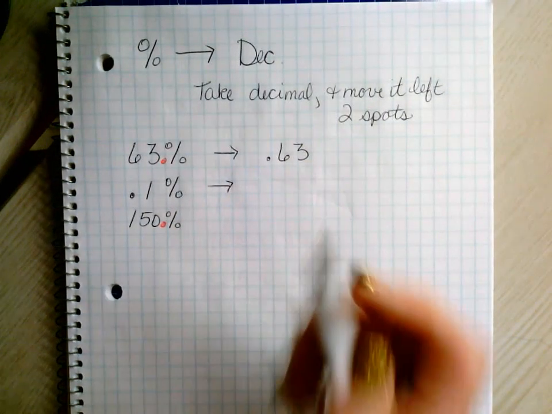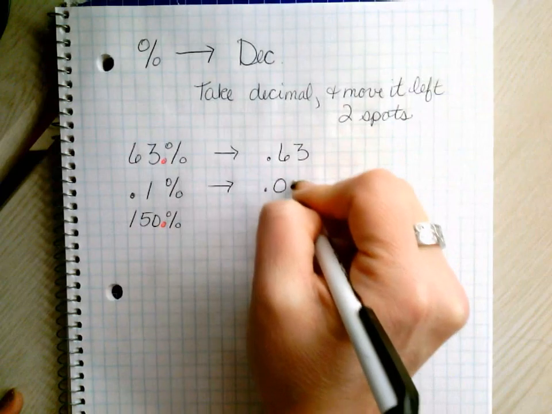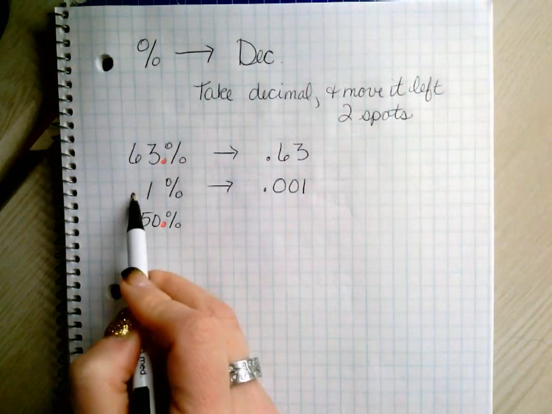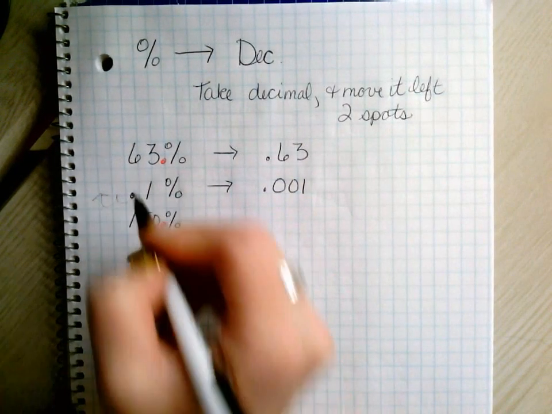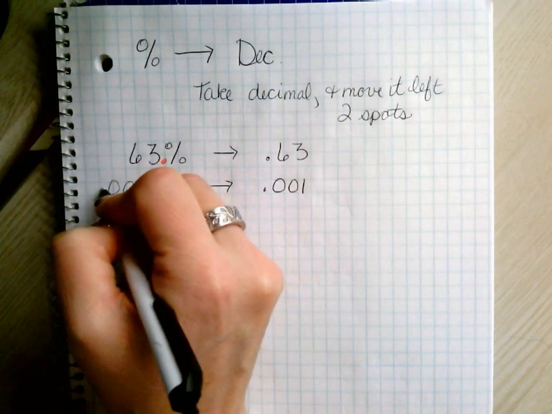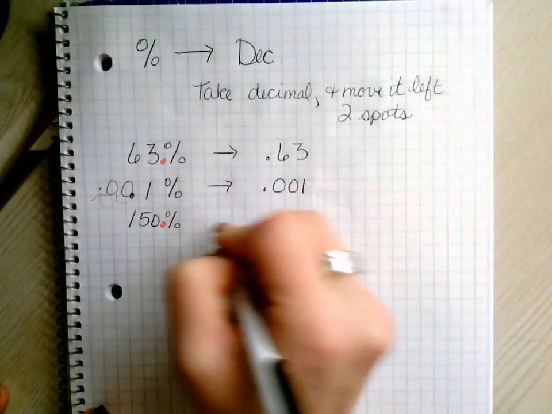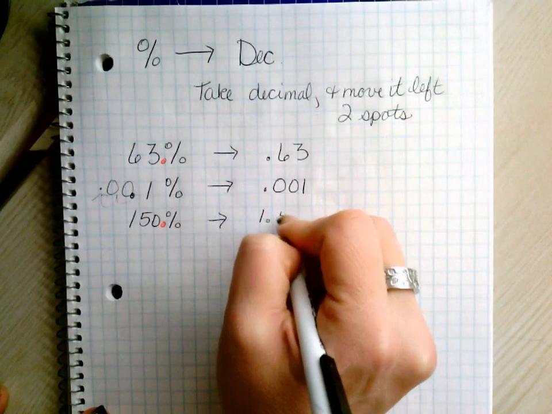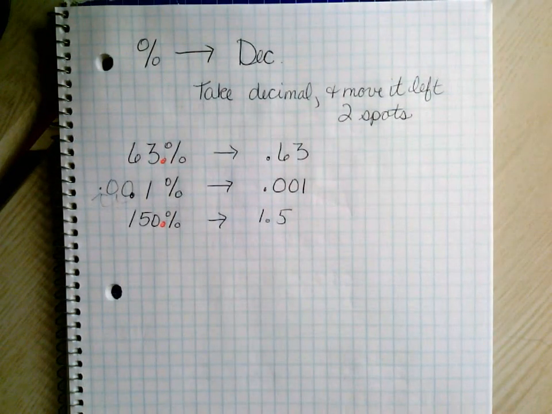Moving it left 2 positions, 0.001, right? 1, 2. Okay, had to place some zeros. Okay, and 150, 1.5. Everybody seeing my samples?